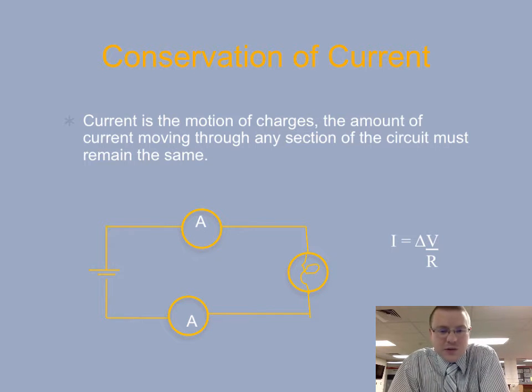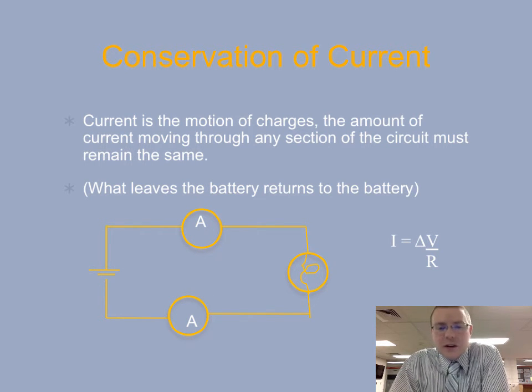You can't create or destroy the charge. All you can do is transfer it around. What is used up is the energy, and that energy creates an electric field that pushes the charges through the wires. So what leaves the battery and returns to the battery are the charges.